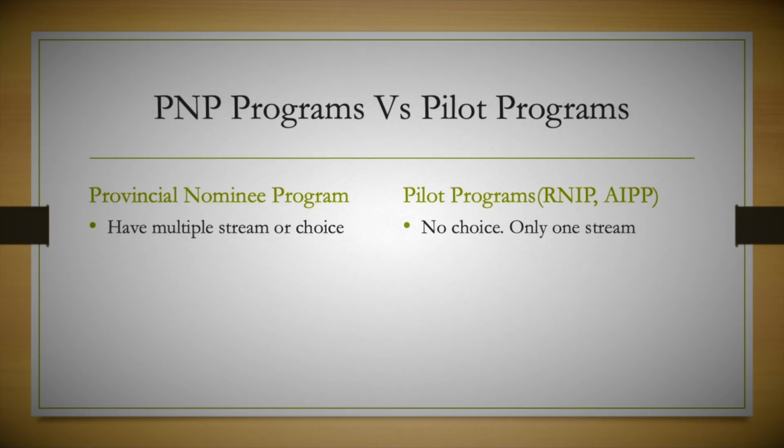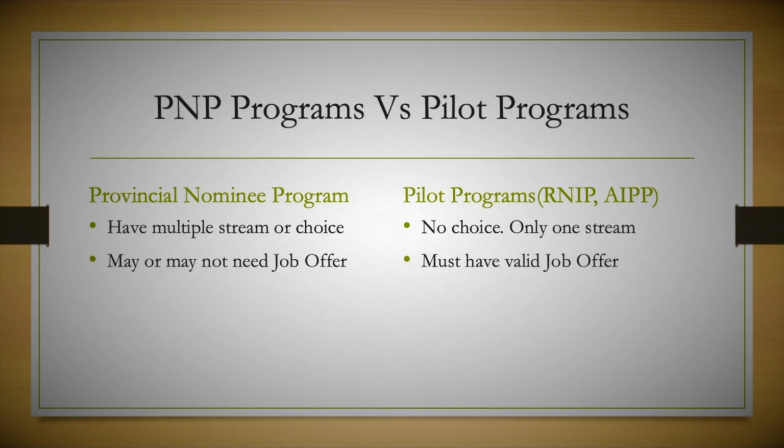Whereas in the pilot programs, there is no choice, only one stream. That is, just look for a job, find a job, and if you get a job offer, apply. Job offer may or may not be needed. In the provincial nominee program, in some provinces they don't need a job offer, whereas in some provinces they do. It depends on which province's PNP program you are going to apply to. For example, if you're applying in Saskatchewan, there is no job offer required, right? And if you're applying with British Columbia, then they need a job offer, okay? In the pilot programs, you must have a valid job offer.